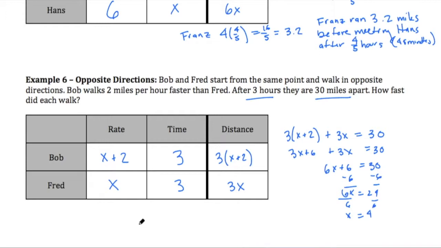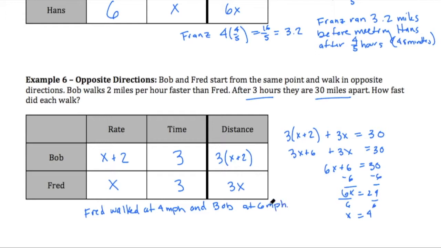So let's put that into a nice answer to our question. Fred walked at 4 miles per hour, and Bob at 6 miles per hour.